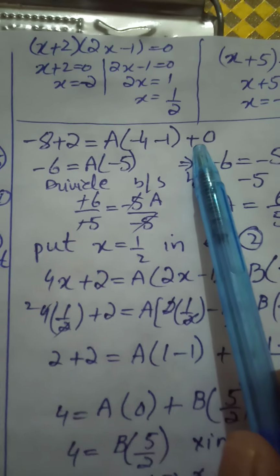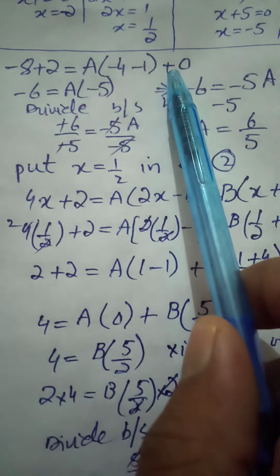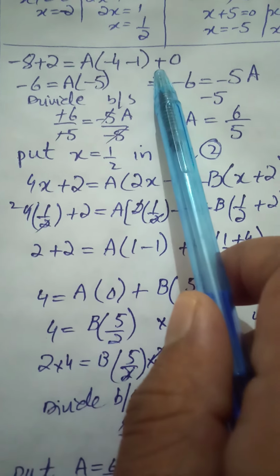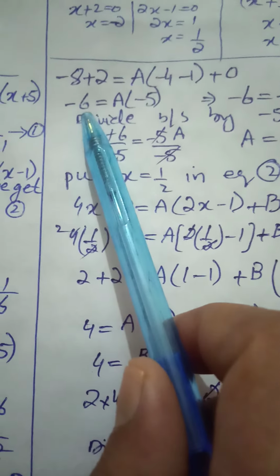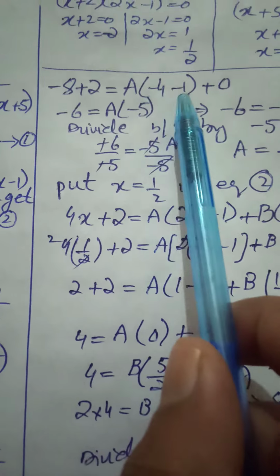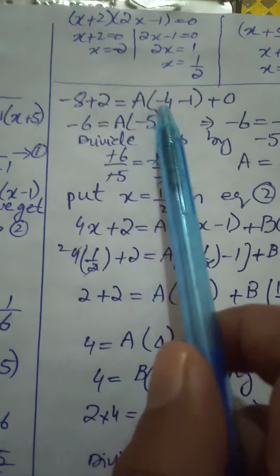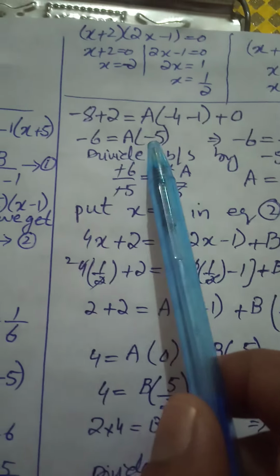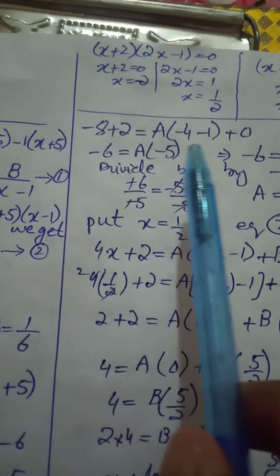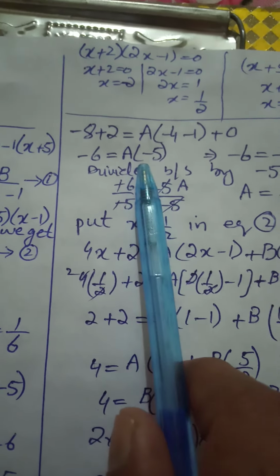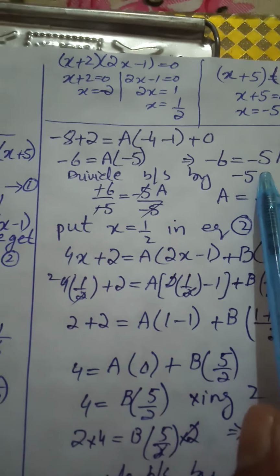So the value of b, because here it is multiplied with 0, this will be vanished. Minus 8 plus 2 gave us minus 6. Similarly, a into minus 4 minus 1 gave us 5 with the negative sign, so it will be minus. Now this is minus 6 is equal to minus 5a. Because the commutative law holds, either we can write a into minus 5 or minus 5 into a. So this will be same.